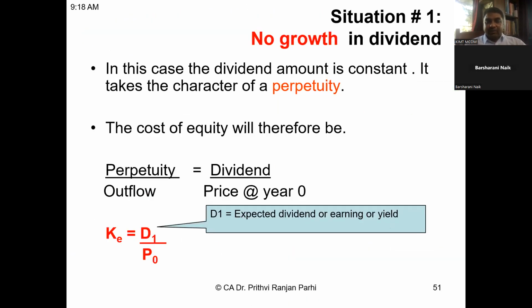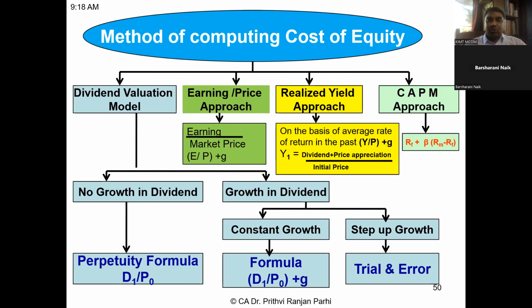Last class I also showed you how to compute cost of equity. There are various models. One is the dividend valuation model. No growth in dividend, or growth in dividend, there might be two situations. If there is no growth in dividend, cost of equity is very simple: D1 by P0. If there is constant growth in dividend, the formula is D1 by P0 plus G, or by applying a trial and error method, we'll be able to compute it.